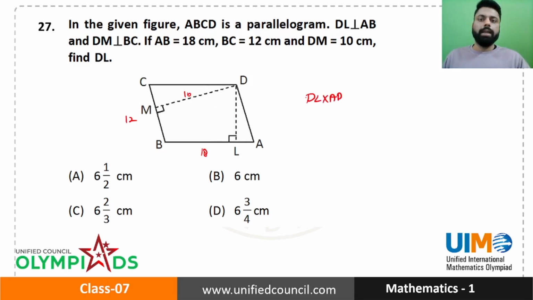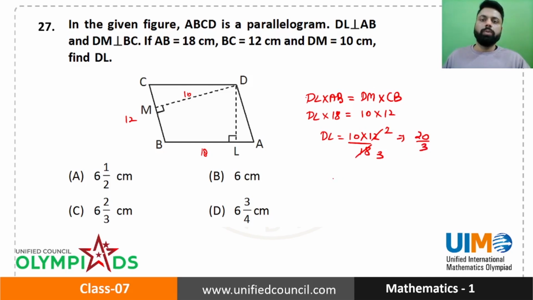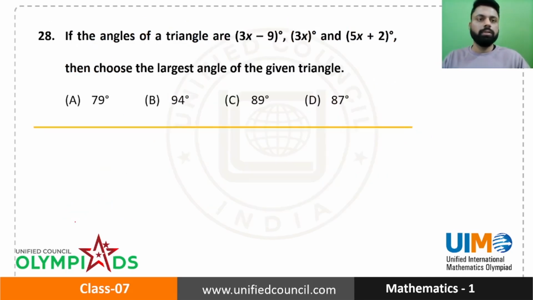DL multiplied by AB, that is the area of the parallelogram, will be equal to DM multiplied by CB. DL is something that we need to calculate. AB is 18, DM is 10, and this is 12. So DL is equal to 10 into 12 upon 18. 2 times, 3 times. So this is 20 upon 3. So DL is equal to 6 2 upon 3 centimeters. C option is the correct answer.